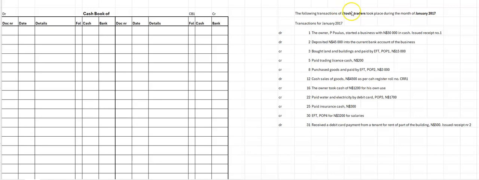We first need to put in our title. So whose cash book is this? This is for Etosha Traders. So Etosha Traders. What date was it? For January 2017. Okay, now we go to our first transaction.